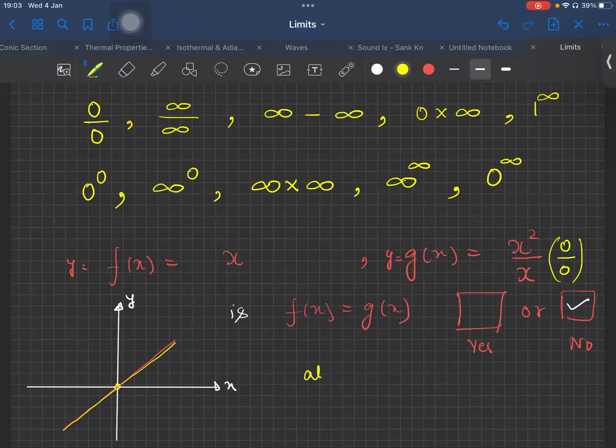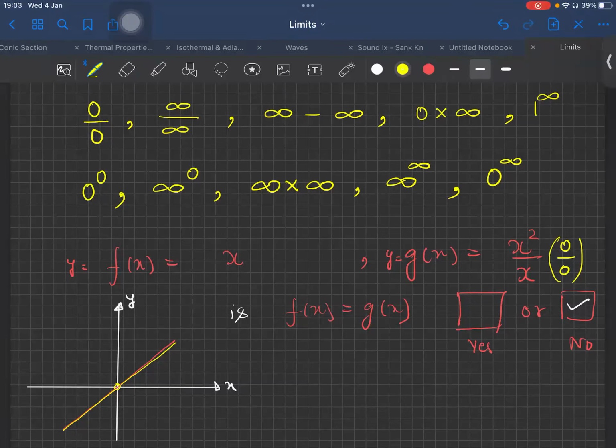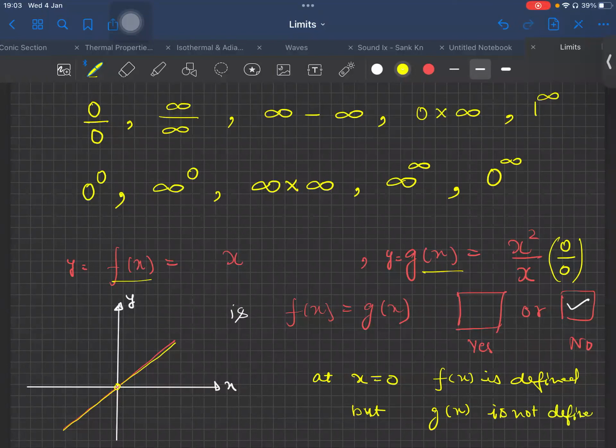At x is equal to 0, g of 0 is equal to what? 0 upon 0. And 0 upon 0 is what? Indeterminate form. So f of x and g of x are not equal functions, because at x is equal to 0, they have their differences. At x is equal to 0, f of x is defined, but g of x is not defined. Got it? Understood or not?